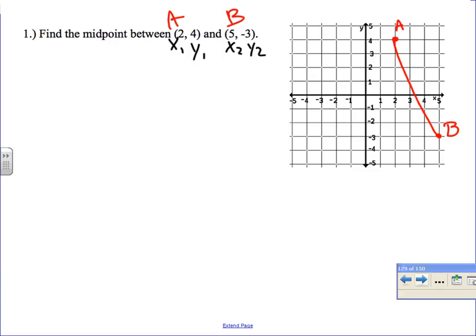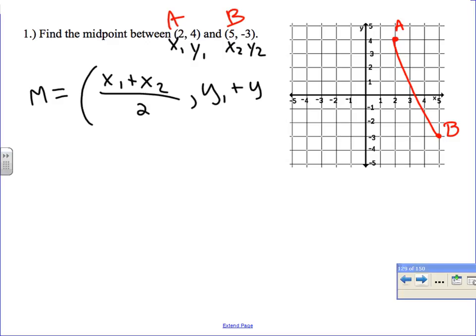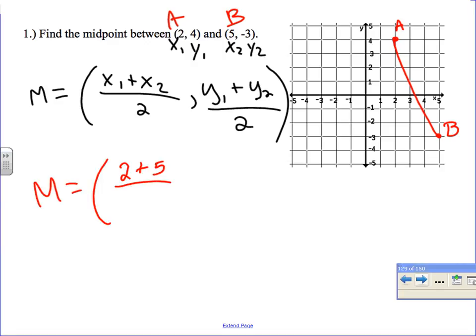Midpoint formula is very similar to average. So we're going to take midpoint equals x1 plus x2 divided by 2, y1 plus y2 divided by 2. So I'm just going to write the formula out. Now we're going to actually use it. So midpoint is equal to 2 plus 5 divided by 2, comma, 4 plus negative 3, which is just 4 minus 3, divided by 2.